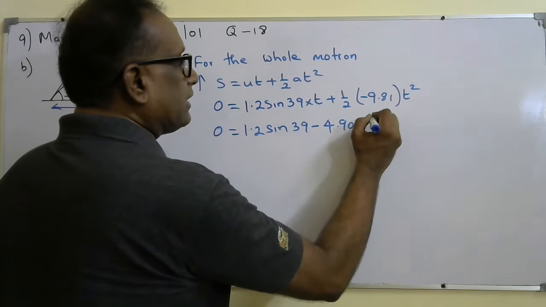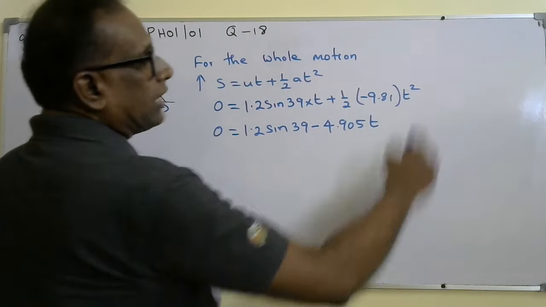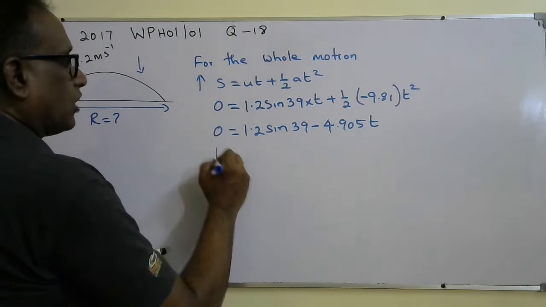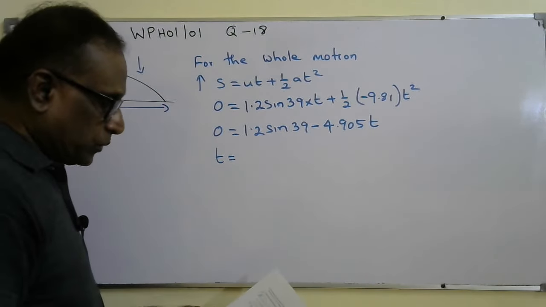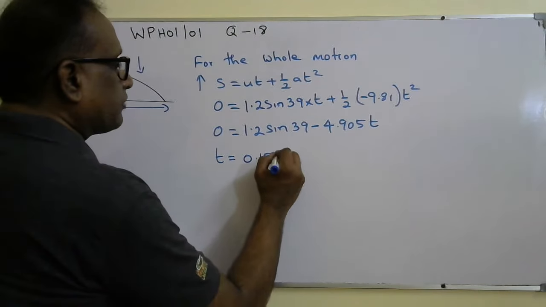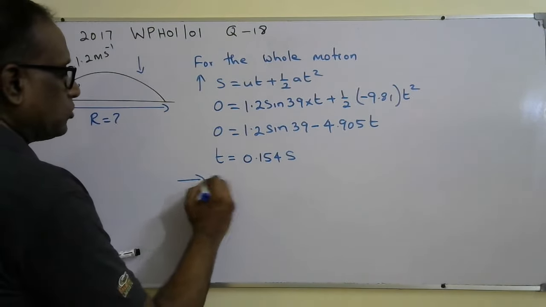Bring it to the left and solve it. You will get time equal to 0.154 seconds. This is the flight time. Now I need to find the range. For the whole motion, use horizontally, s equals ut plus half at squared. I need to find the range, so the initial horizontal velocity, I need to find it.